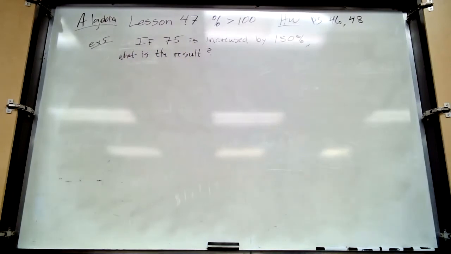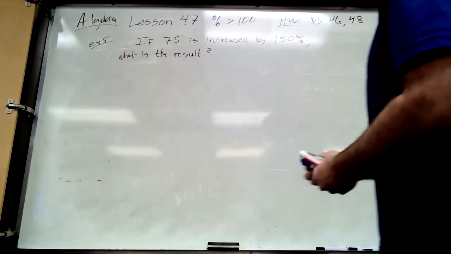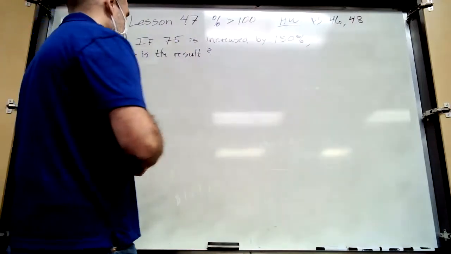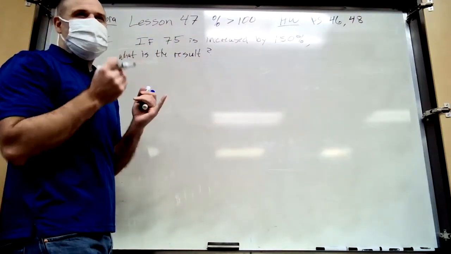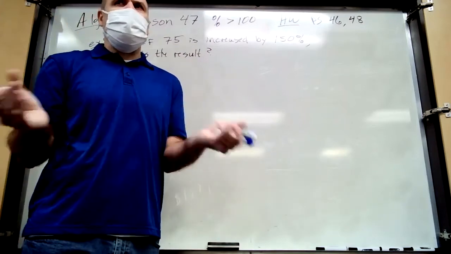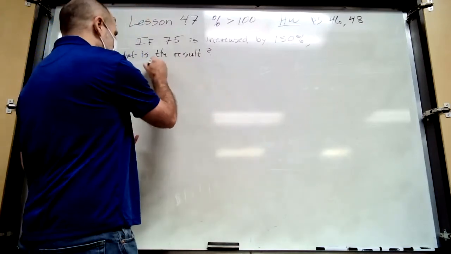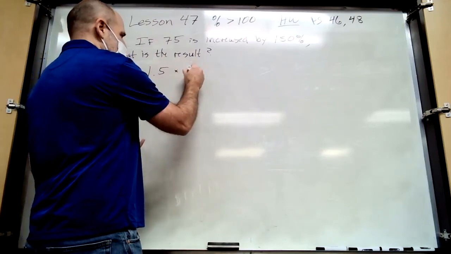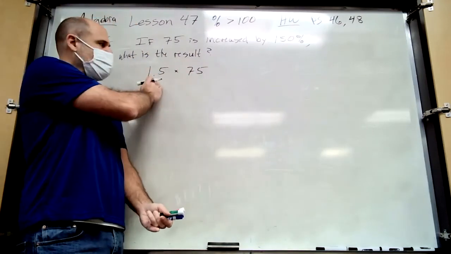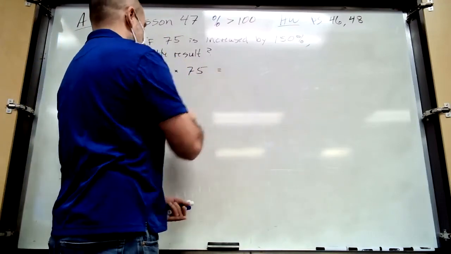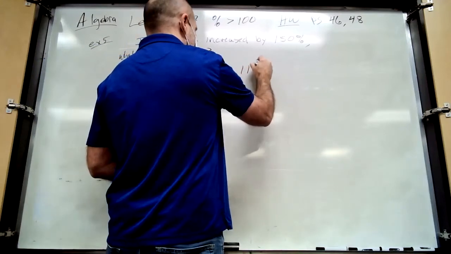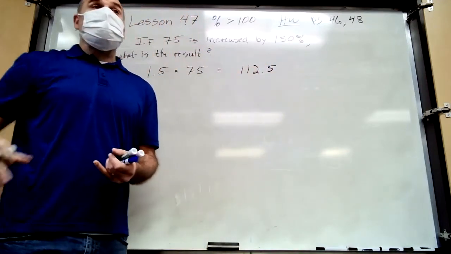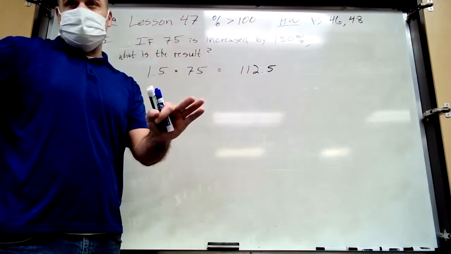So these four, did you get an answer yet? Okay, so this is a two-step problem, and a lot of people stop here. If 75 is increased by 150%, well, 150% of what? 75. So what's 150% of 75? See how I just translated that? 150% of 75 is 1.5 times 75, which is 112.5. So that is just the increase.